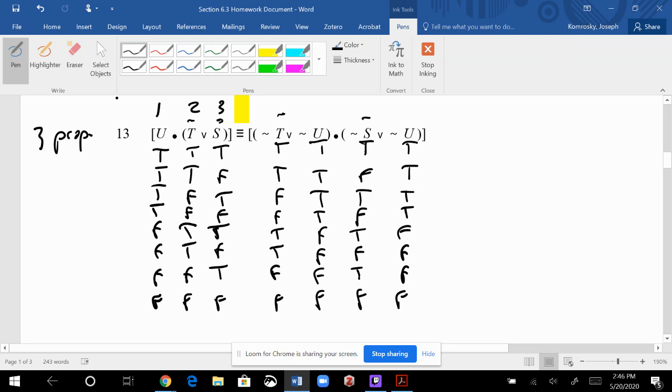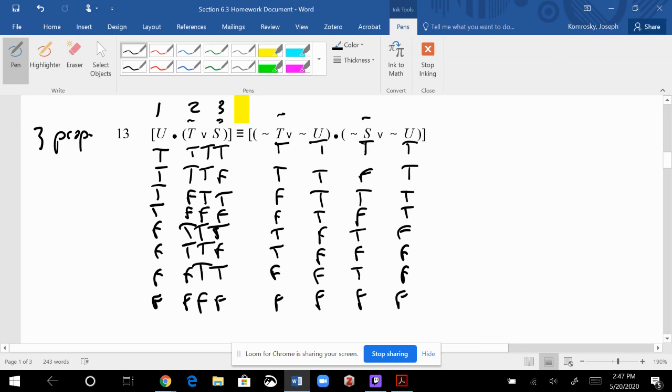So wedge, I have a true and a true. So the whole thing's true. True and a false, true. The only time the disjunction is false is when we don't have either side that has a truth. So as long as we have one truth on one side, we're good. The whole thing's true. So you have two falses there.